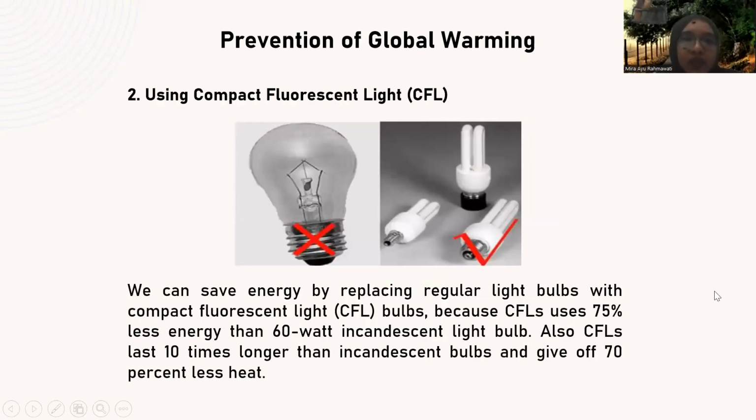Okay, number two, using compact fluorescent lamps (CFL). We can save energy by replacing regular light bulbs with CFL bulbs because CFLs use 75% less energy than a 60-watt incandescent light bulb. Also, CFLs last 10 times longer than incandescent bulbs and give off 70% less heat.